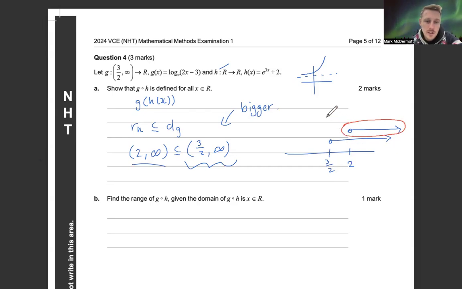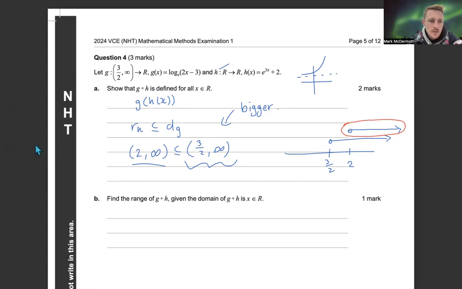So we can say, therefore, that it's defined for all real numbers. Yes. Okay, I think that checks out. Find the range of g of h given the domain of g of h. Oh, yeah, okay. All right. So there's more to this previous question, I think.